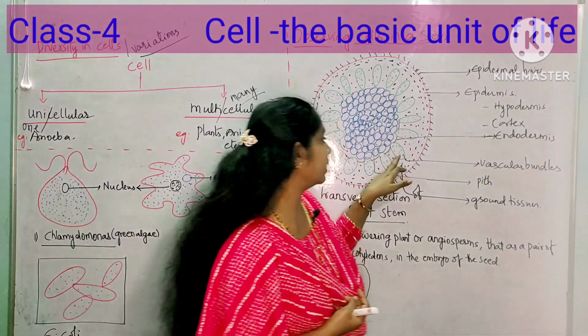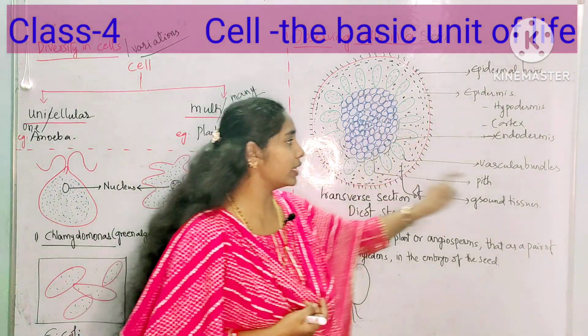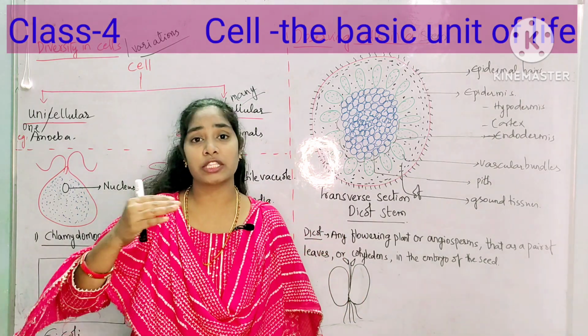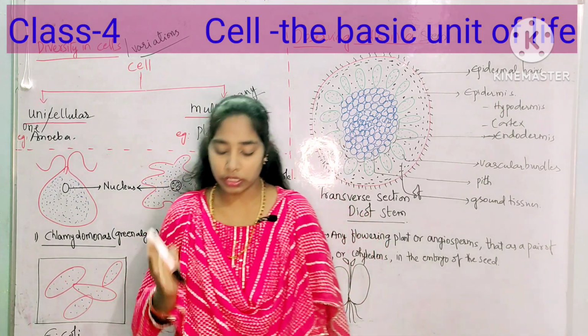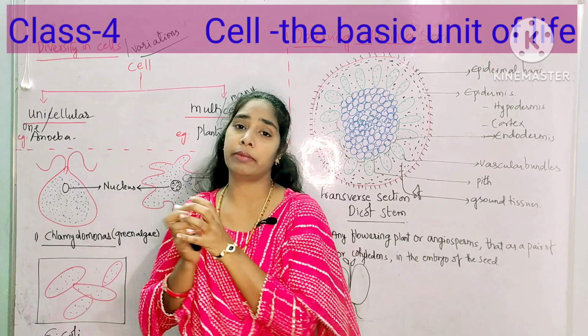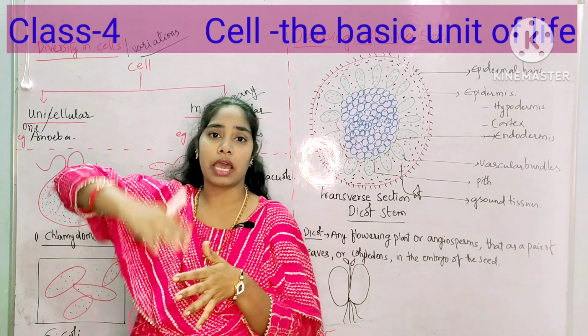Next to that you will find this green color part. These green rounded bundles we call vascular bundles, and these vascular bundles are helpful for transport of food and water from up to down and down to up. If you take the example of roots, roots will absorb water and minerals from the soil, and the leaf is in the shoot system upward, right.